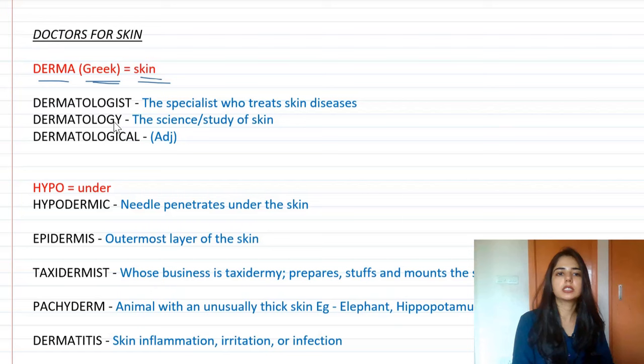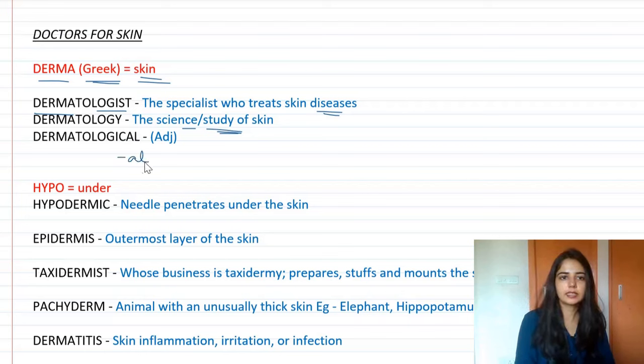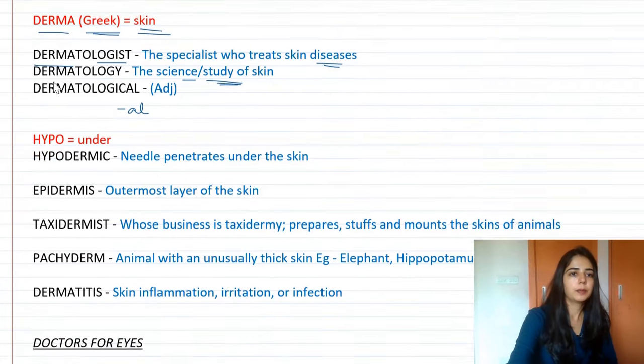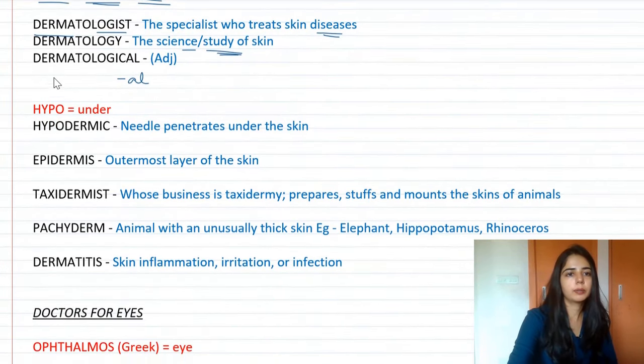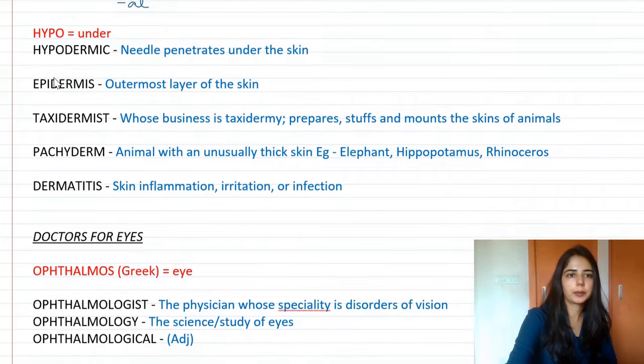So dermatologist, the specialist who treats skin diseases. Very easy. Derma and logy, dermatology, the science or study of skin is known as dermatology, and the specialist is known as dermatologist. And the adjective, adding al, is dermatological, right? Now this was easy, but we'll cover more words with the root word derma.